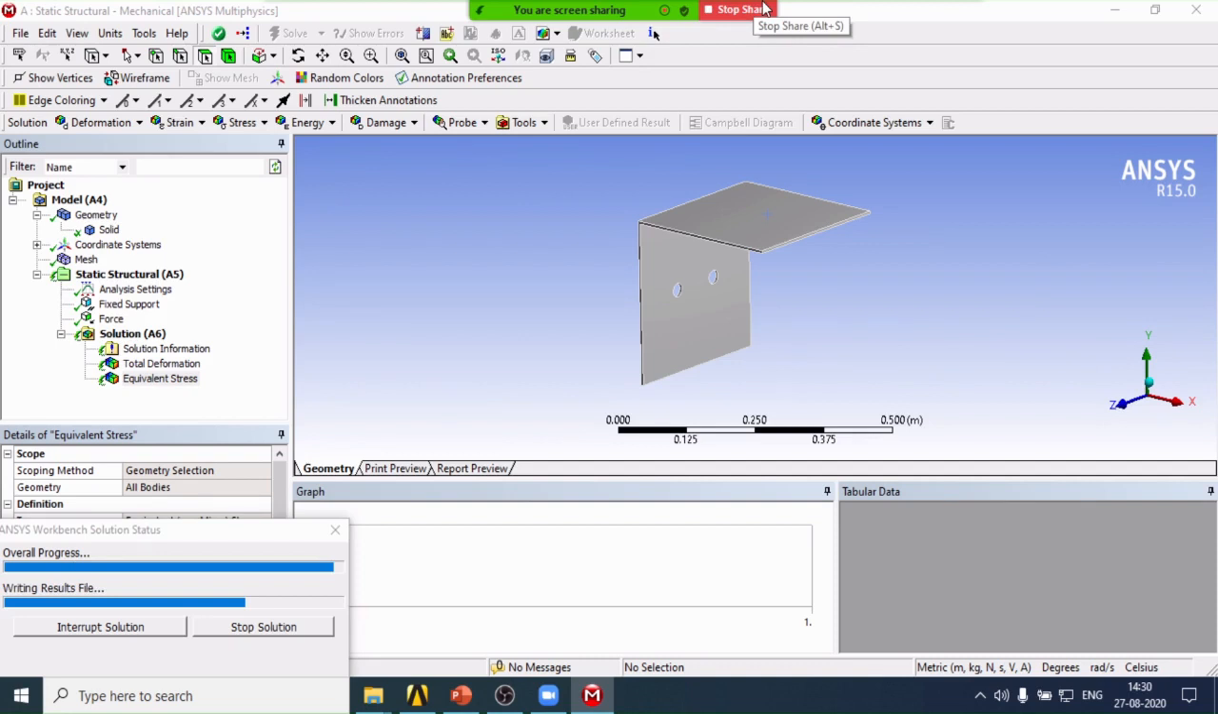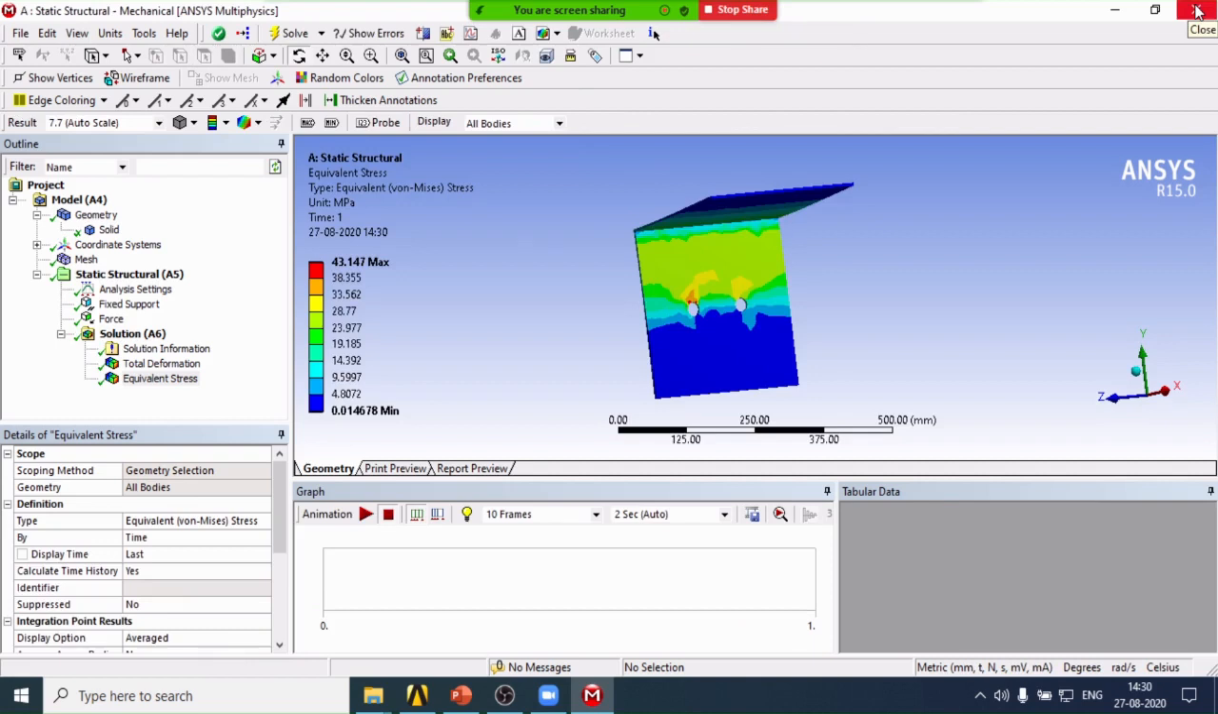So we got the maximum stress at this location and this location. What is the maximum stress we got? It is in MPa. We'll get into the proper unit, so it is 43 something. So it is on the lower side. The maximum stress we are expecting is 120. What we can do is reduce the thickness. Reducing the thickness will increase the stress.